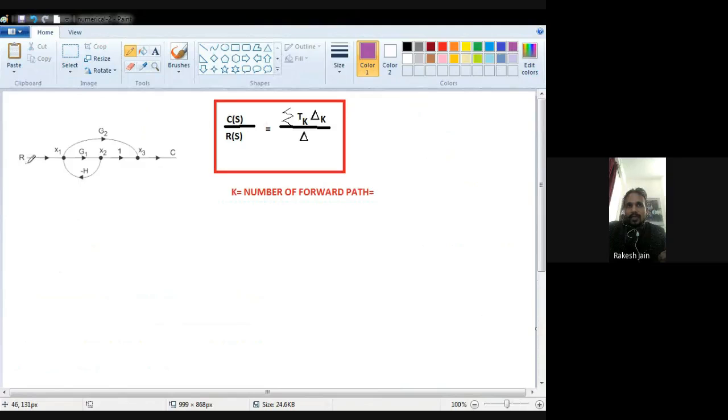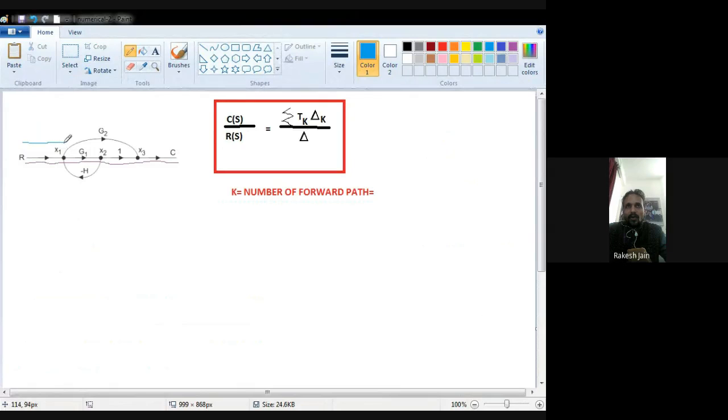See, we just check how many forward paths there are. With the purple color I denoted the forward path. Let me start from the R node, reach the x1 node, reach the x2 node, reach the x3 node, reach the output node. So I start from the input side and reach the output side without repeating any node or any branch, depending on the arrows given in the question. All arrows are toward the forward direction. So this is my first forward path.